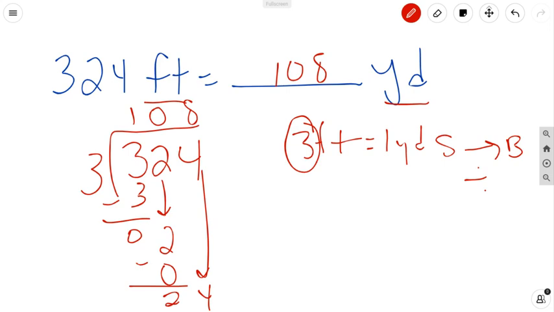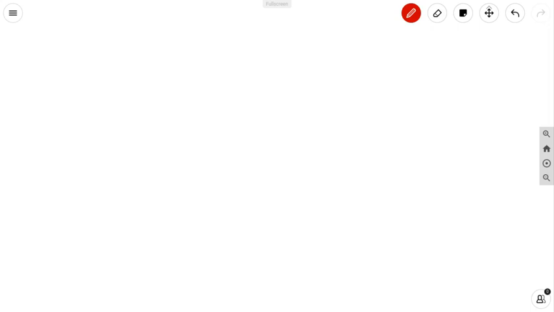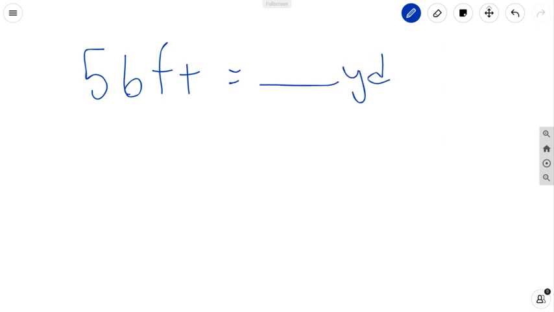Okay. Let's try another one. How about 56 feet equals how many yards? And there's going to be some feet left over.